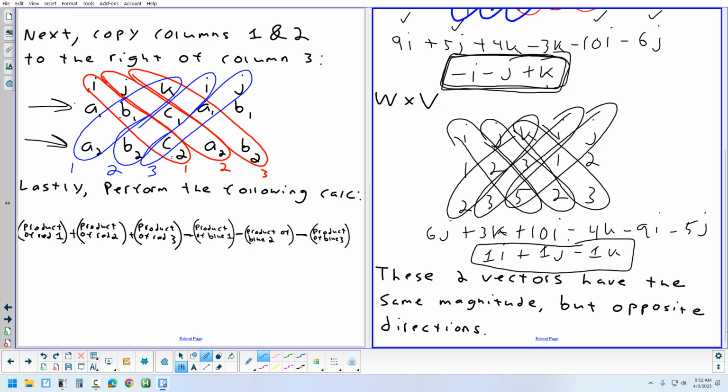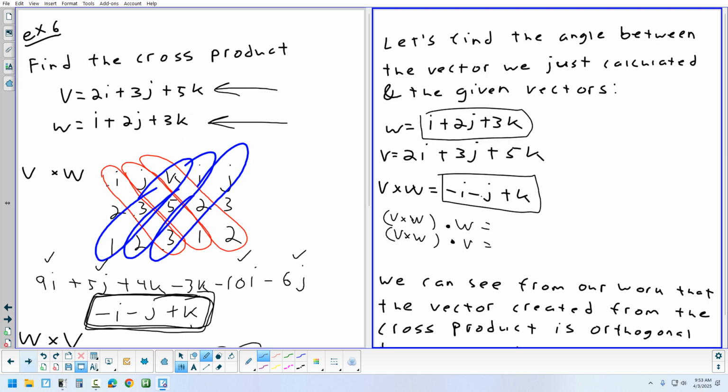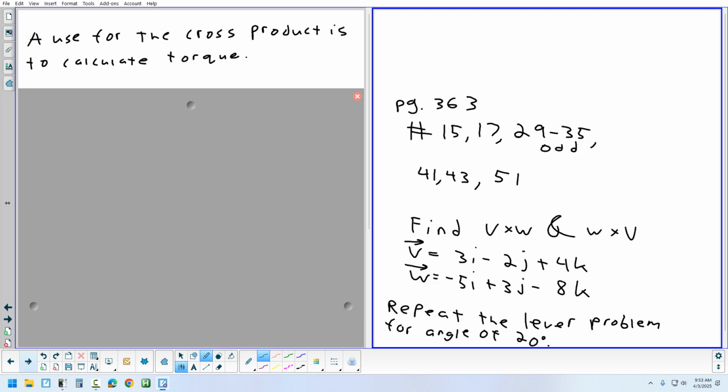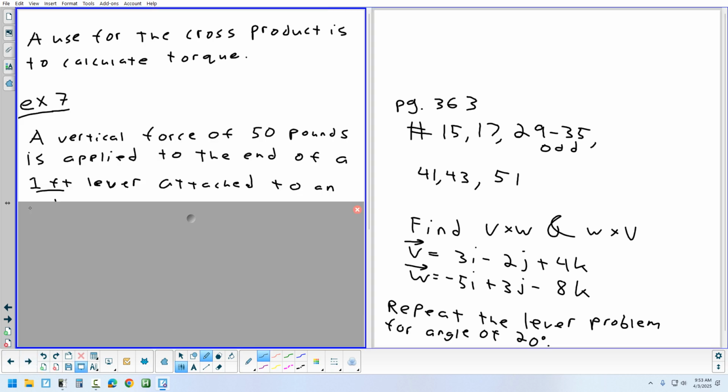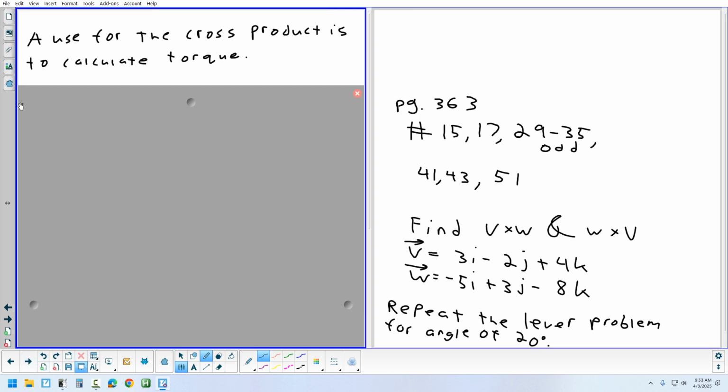All right. Any questions on it? Okay. So yeah, the application is torque on a lever, which I told you we weren't going to do.